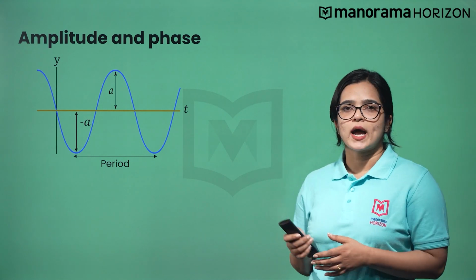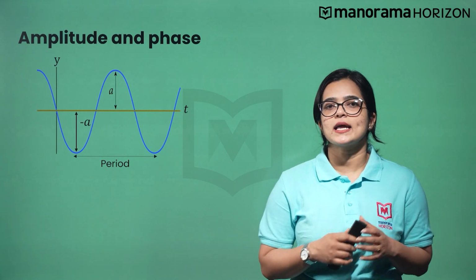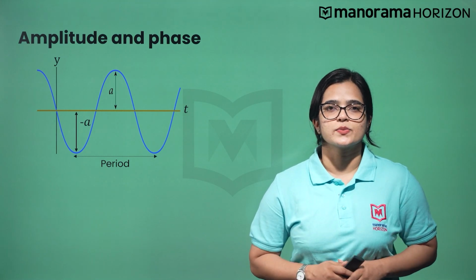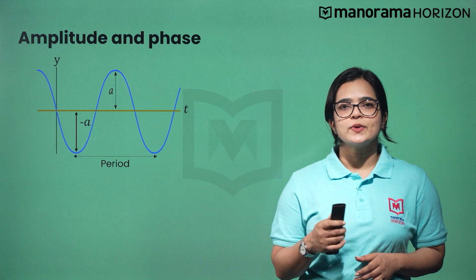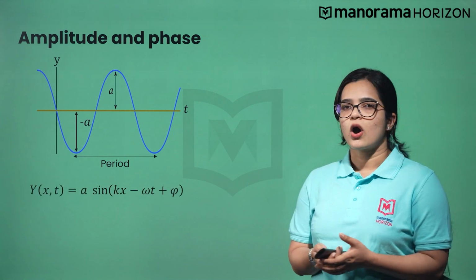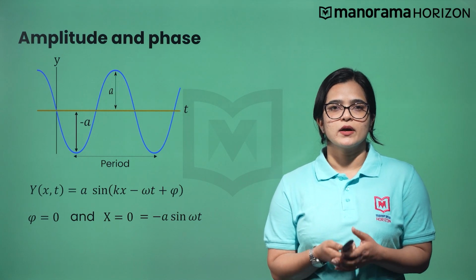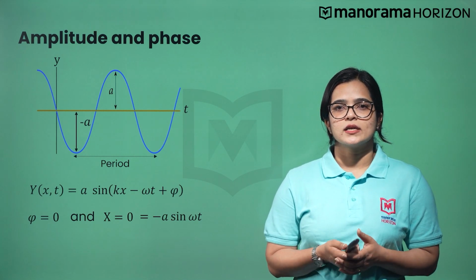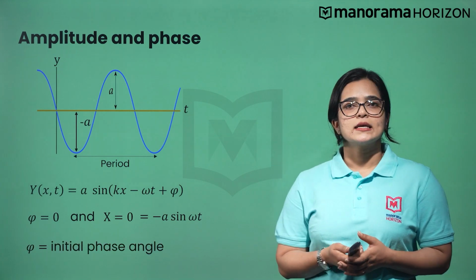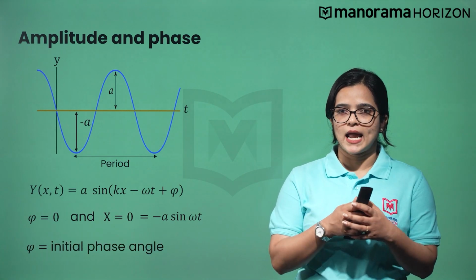The displacement y varies between plus a and minus a, since the sine function varies between +1 and -1. Then, taking a to be any positive constant, a represents the maximum displacement of the constituents of the medium from their equilibrium position. It is called the amplitude of the wave. Note that y can be positive or negative, but a is positive.